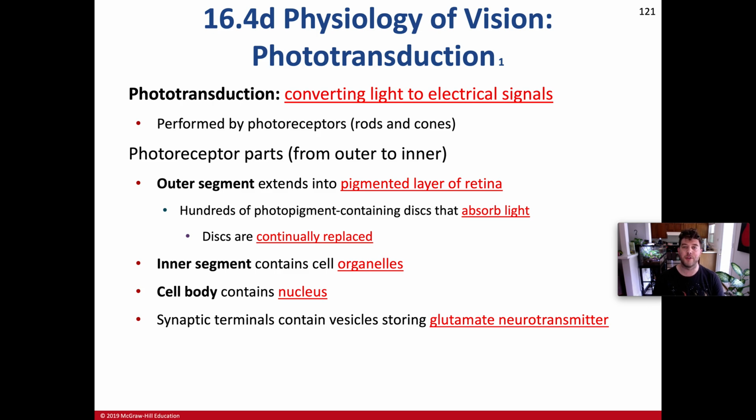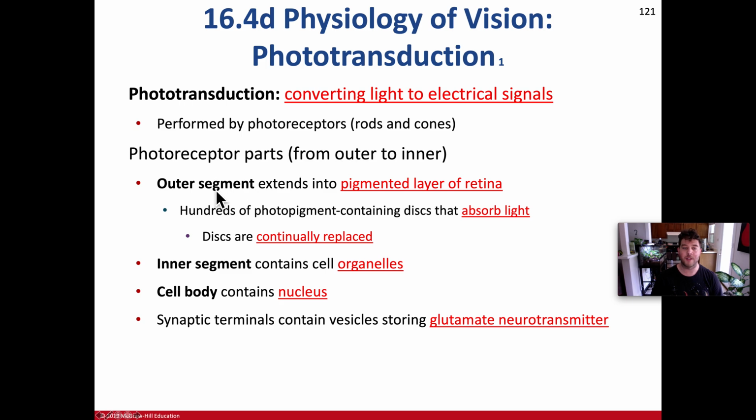Okay, now getting into phototransduction, which is actually converting light to electrical signals. Something I've kind of hit on a few times is that in the nervous system, we're usually converting some modality into electrical signals, whether it's a chemical signal into an electrical signal, in this case, a light into an electrical signal. We'll see for hearing, we're converting sound into electrical signals, vibrations into electrical signals. So this is a common thing for the neurological pathways that we have to convert to electrical signals. It's performed by photoreceptors, your rods and your cones.